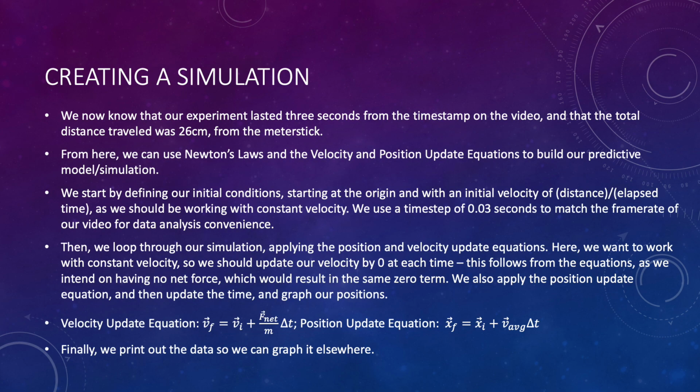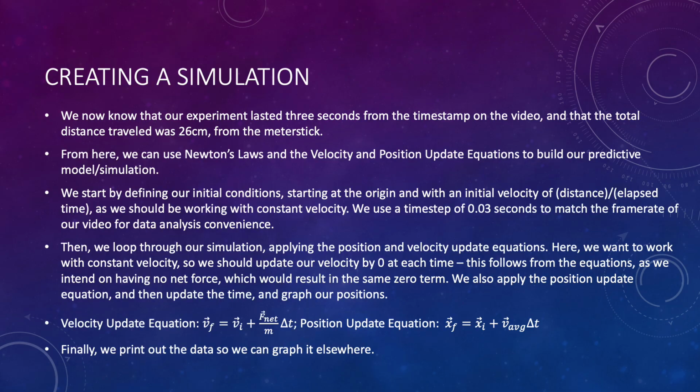We know from our video that the experiment lasted 3 seconds and that the total distance traveled was 26 centimeters. From here, we can use Newton's laws and the velocity and position update equations to build our predictive model and simulation. And we can do that by defining our initial conditions. As we know, the roll started at the origin and started with an initial velocity of the distance over the elapsed time, as the average velocity is equal to the velocity in a constant velocity system.